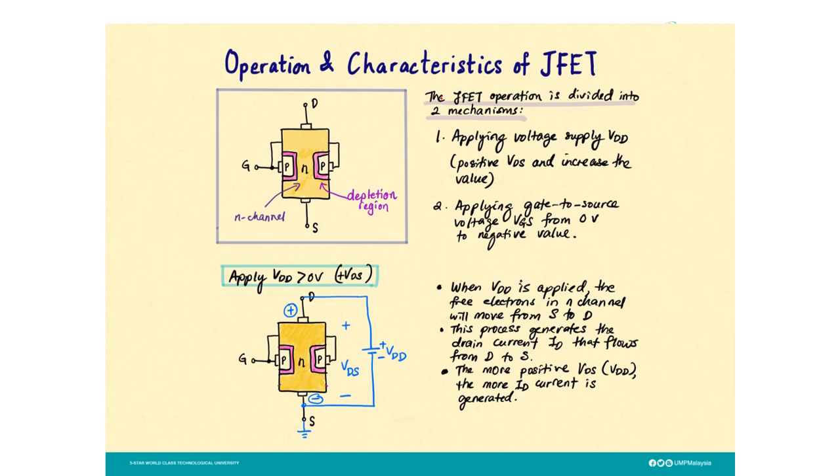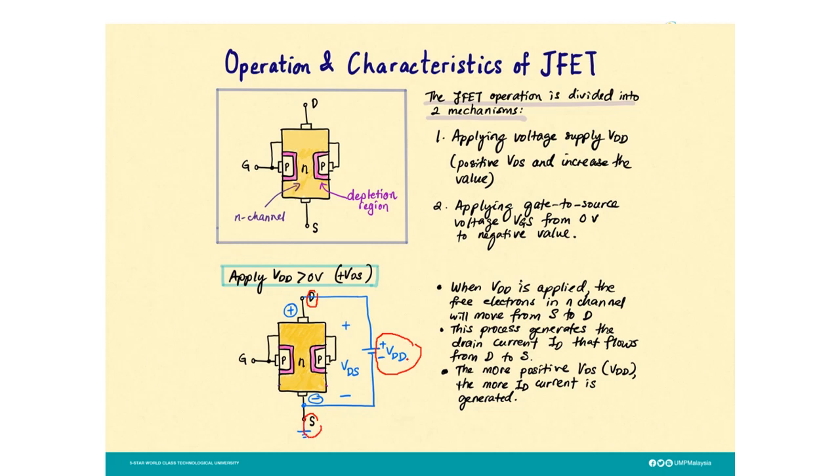I divide the JFET operation into two mechanisms so that you can understand how it works. Number one is applying the voltage supply VDD, which is the positive VDS, and increasing this VDS value to a positive value. It means we apply the positive VDD at the D and S terminals.